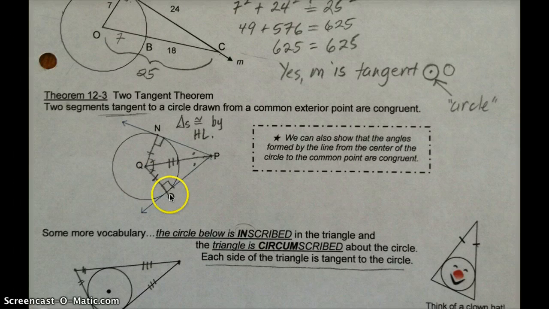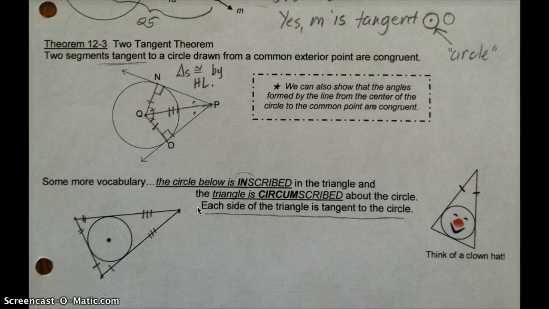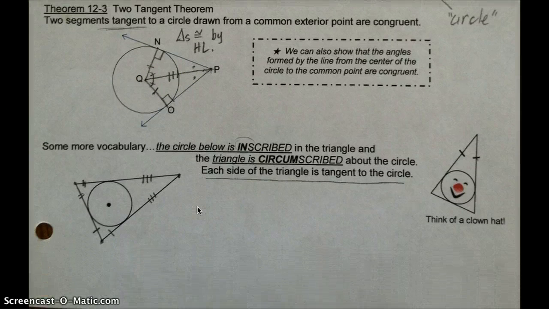So we might need to use that information that OP and NP are congruent, or that these two angles formed by this line made here are also congruent. So we have a few more vocabulary words that we might need to use because it might not give us a picture. We might have to draw a picture.